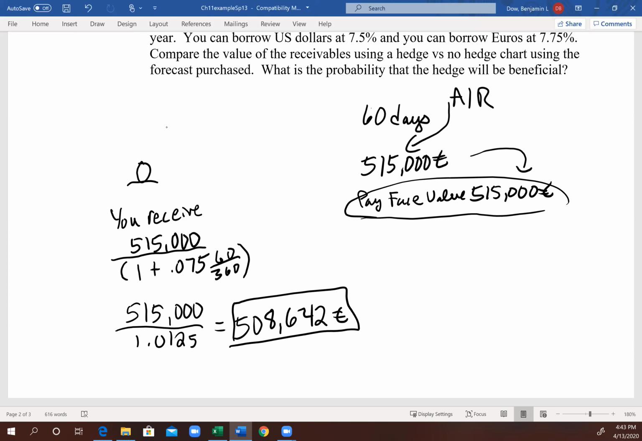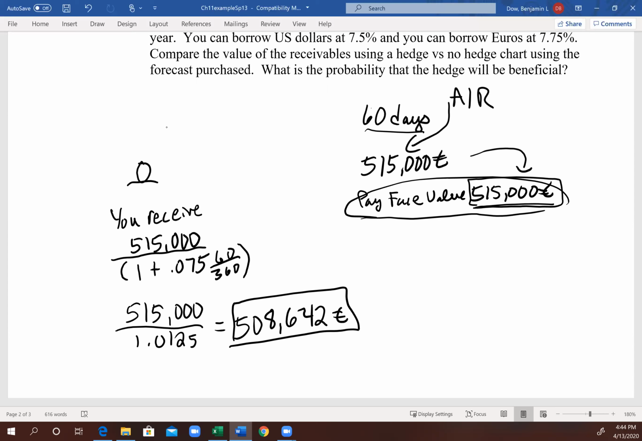So if you sold a money market security, and that's why it's called a money market hedge, if you sold a money market security to someone that was going to pay them 515,000 euros in 60 days, and how are you going to pay them that? When your receivables come in, you'll just transfer it over to them. Okay. But they're not going to give you 515,000 today. They're going to give you something less than that. And that's why these money market securities are called discount securities. So they're going to pay you a discount today relative to the value of the security.